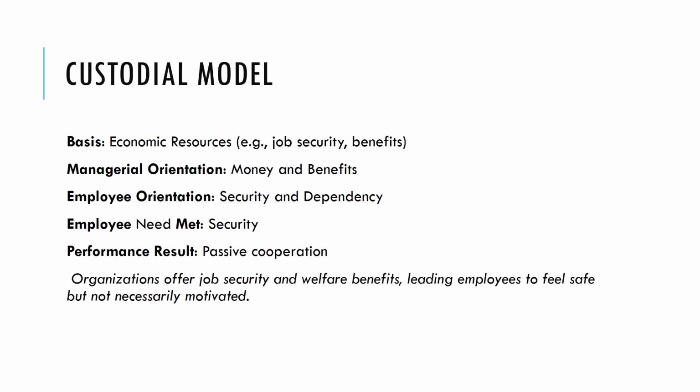So the economic, basic resources which are given in this particular setup are job security as well as benefits. As we can see in the previous model, people were able to follow the command just because of fear, where the punishment would be given to them or they might be losing their jobs. But here in the custodial model, they are provided with job security as well as the benefits of doing work. They would be given certain kinds of benefits. So here the managerial orientation will be money as well as the benefits.